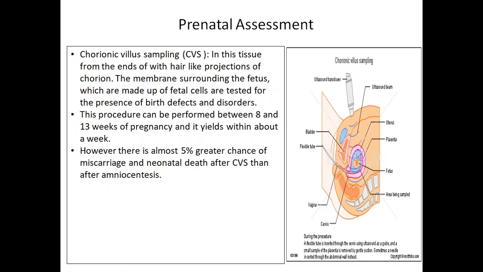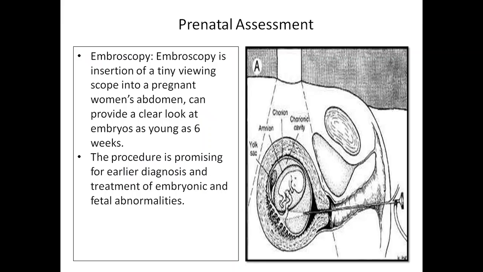This procedure can be performed between 8 and 13 weeks of pregnancy and it yields results within about a week. However, there is almost 5% greater chance of miscarriage and neonatal death after CVS compared to amniocentesis.